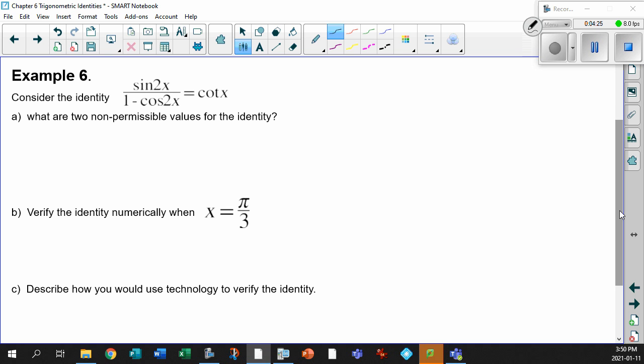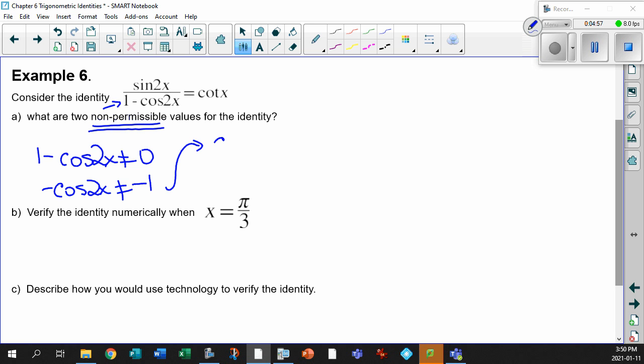Check it out. It says, consider this identity where sine 2x over 1 minus cos 2x equals cotangent x. Well, before we even do it, let's talk about the non-permissible values. First things first, you know and I know, yep, 1 minus cos 2x cannot equal 0. Bring that 1 over, you got minus cos 2x cannot equal minus 1, which leads you to cos 2x cannot equal 1.